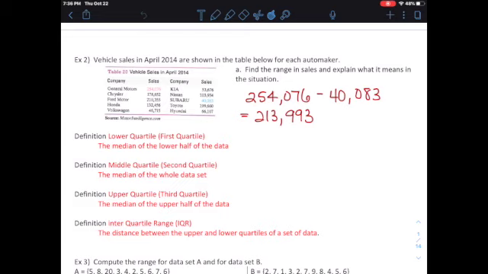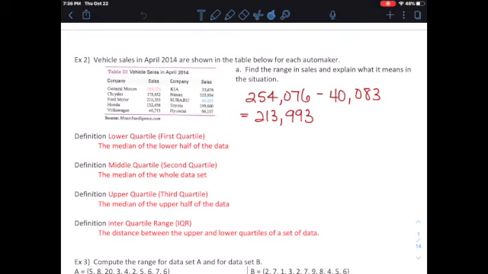So once we find 213,993 vehicles was the range, we can answer the question. It says explain what it means in this situation. This suggests that the spread of the vehicle sales of the automakers is quite large, and that's what it means: the spread of how many cars being sold by each company is huge.